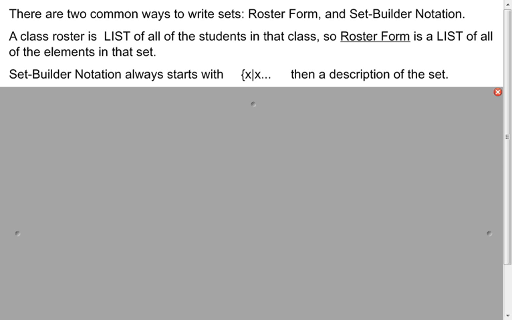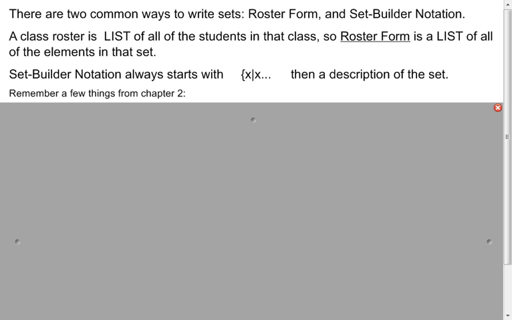Set builder notation is kind of strange. We're not even going to really talk about what all it means, just how to do it right now. Set builder notation always starts with this thing, x bar x. Okay, that's the way it's written. And then after that second x comes a description of the set, using words, using symbols. Okay, we'll do lots of examples of those as well.